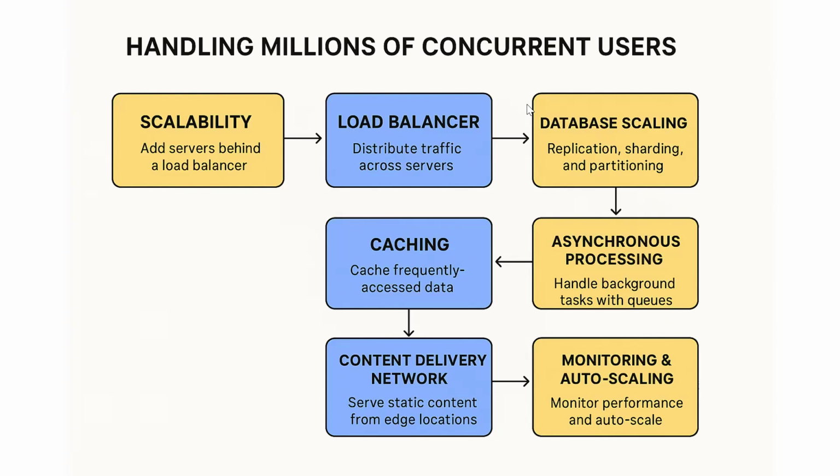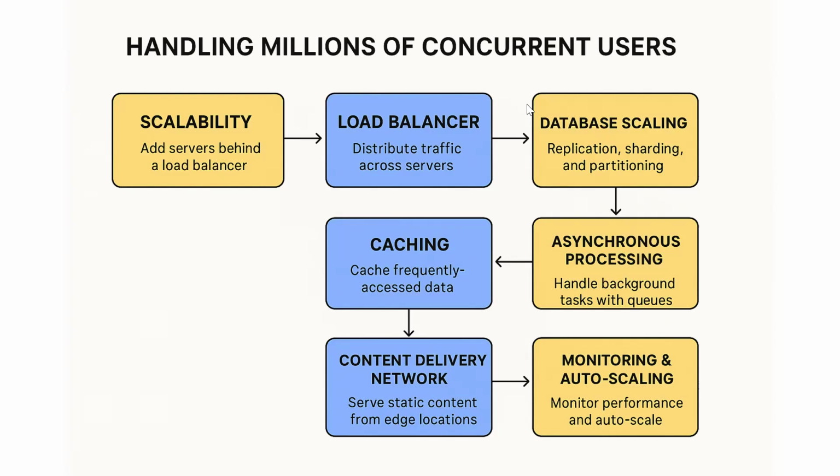The second step is to use a load balancer. A load balancer sits between the users and the application servers. It distributes incoming requests evenly across multiple servers so that no single machine becomes a bottleneck. Most modern systems use cloud native load balancers like AWS Elastic Load Balancer or software based ones like Nginx or HAProxy.